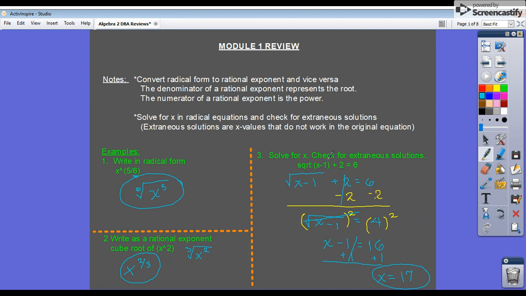So if I check this, and I'm going to check it up here because I'm out of room, I'm going to rewrite the original equation by replacing the x with 17 and making sure that it works out. So 17 minus 1 is 16. The square root of 16 is 4. If I bring the rest down, 4 plus 2 does equal 6, which means x does equal 17.